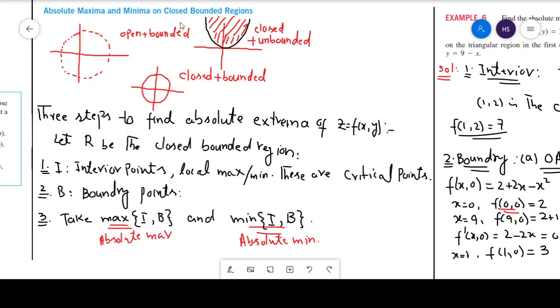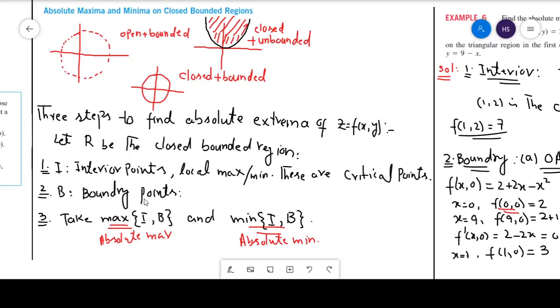So what we are talking about here is the closed bounded region. That means the boundary is included and you can always pack that region in a closed disk of finite radius. These are the three easy steps to calculate the absolute extrema. First, you check the interior points, which include your local maximum and local minimum points. They are always critical points. So to perform step 1, you calculate the critical points and check the function value at those points.